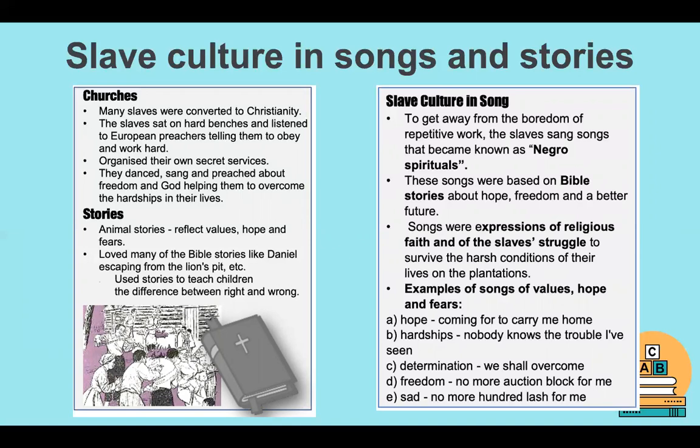So if we look here at churches, many slaves were converted to Christianity. The slaves sat on hard benches and listened to European preachers telling them to obey and work hard. They then organized their own secret services. They danced, sang, and preached about freedom and God helping them to overcome the hardships in their lives. At the end of the day, these people were so desperate, and this was basically their only coping mechanism before the revolt. And then carrying on, stories, animal stories, so they reflect values, hope, and fears, just like we know with fables and folk tales.